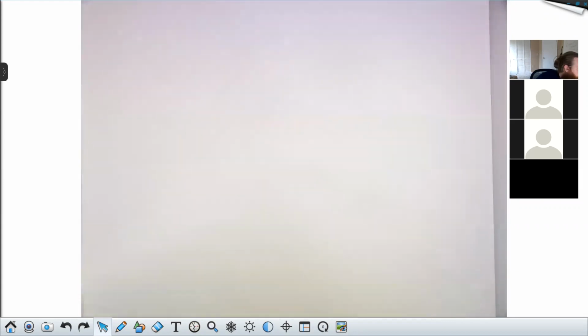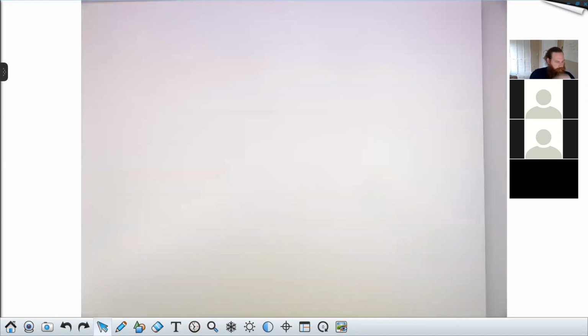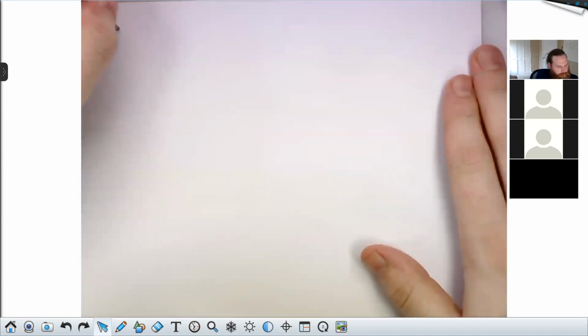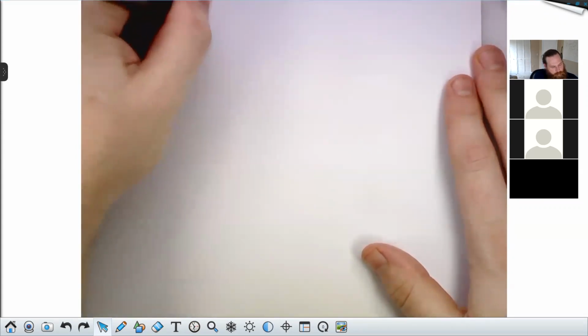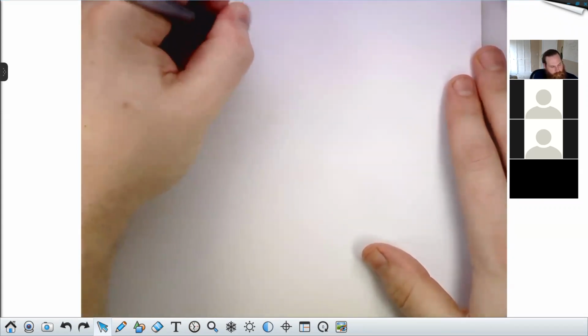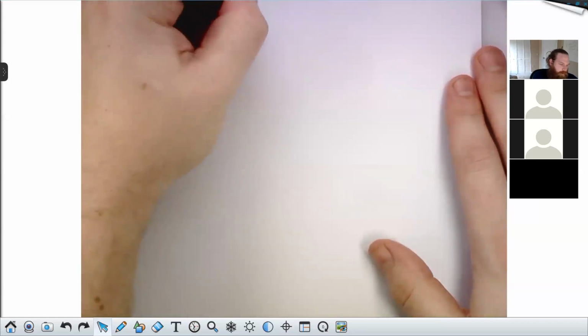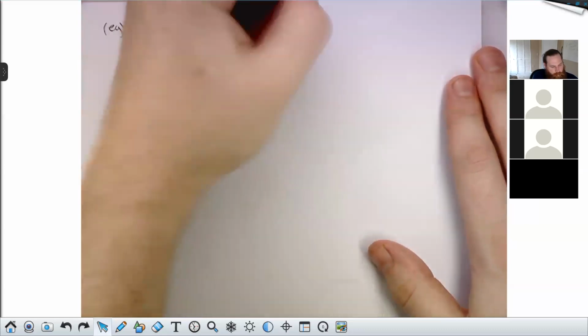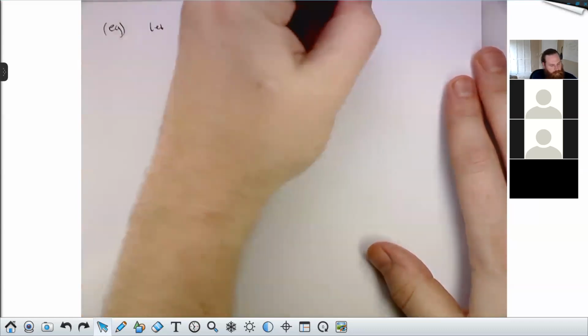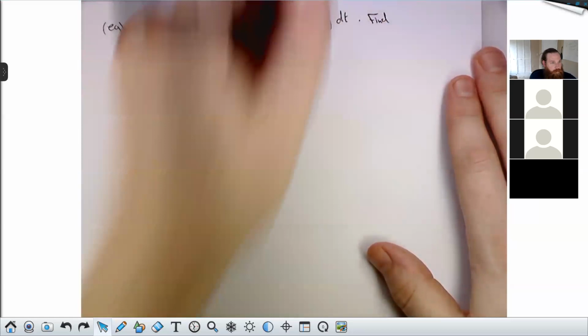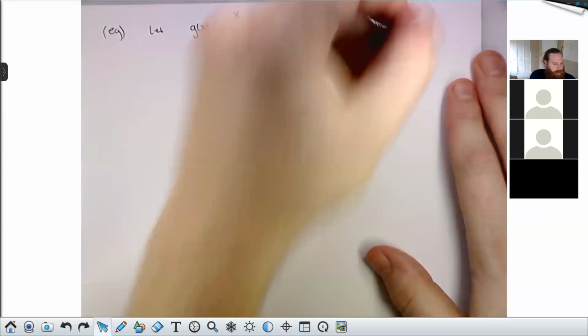So some examples. I'll grab these from your book. Let g of x be the integral from -2 to x of sine t minus t squared dt. Can we find g primed?